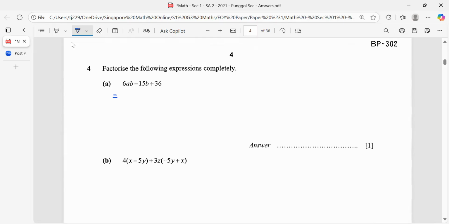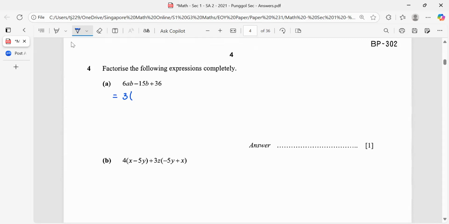So these three numbers can be divisible by 3. I'm going to bring out 3. And moving on, if we were to look at the variables, A is found in the first term but not the others. B is found in the first two terms but not the last. So there are no common factors in terms of the variable. We just extract out 3 as the common factor.